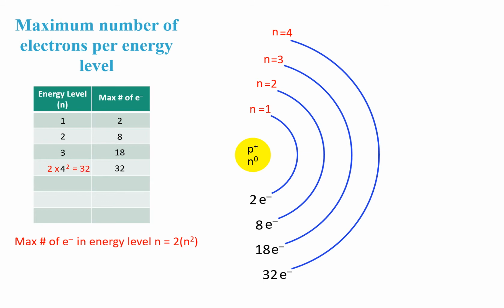And how about the other energy levels? What is the maximum number of electrons in n equals 5, n equals 6, and n equals 7? Our calculation shows that energy level 5 can hold a maximum of 50 electrons. Energy level 6 can hold a maximum of 72, and energy level 7 can hold a maximum of 98. And indeed, these numbers are confirmed by the electron configuration of the elements at these levels.